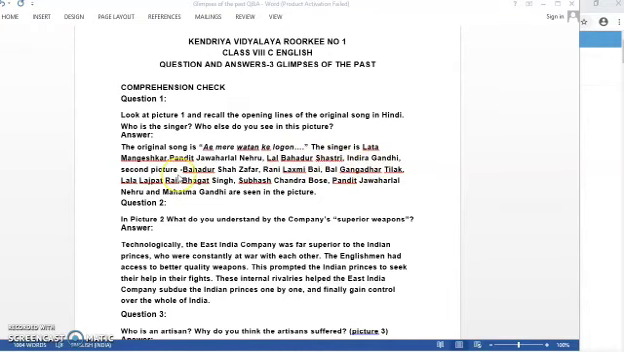There is a second picture also on the very first page of this lesson. In the second picture we have Bahadur Shah Zafar, Rani Lakshmi Bai, Bal Gangadhar Tilak, Lala Lajpat Rai, Bhagat Singh, Subhash Chandra Bose, Pandit Jawaharlal Nehru, and Mahatma Gandhi. These freedom fighters are seen in this second picture.